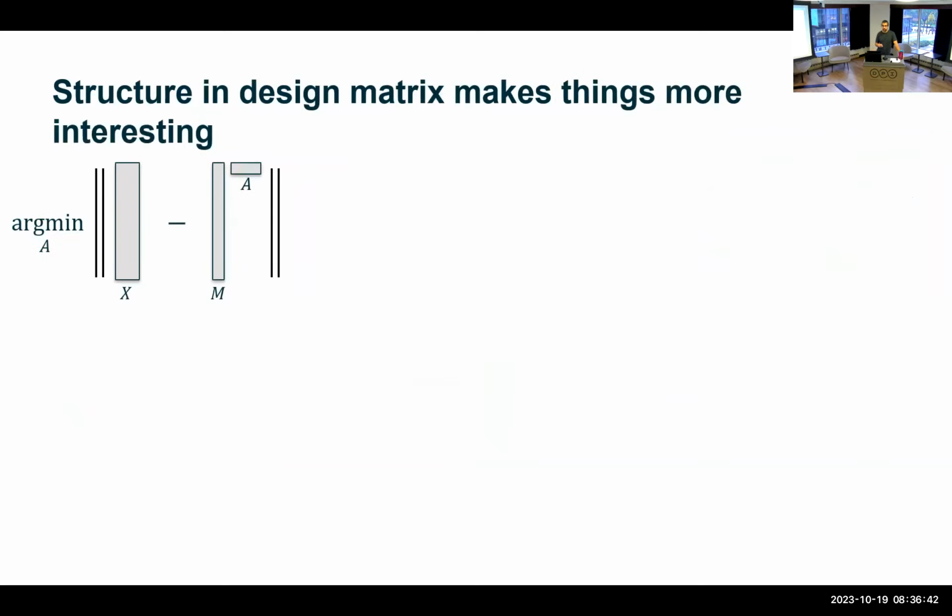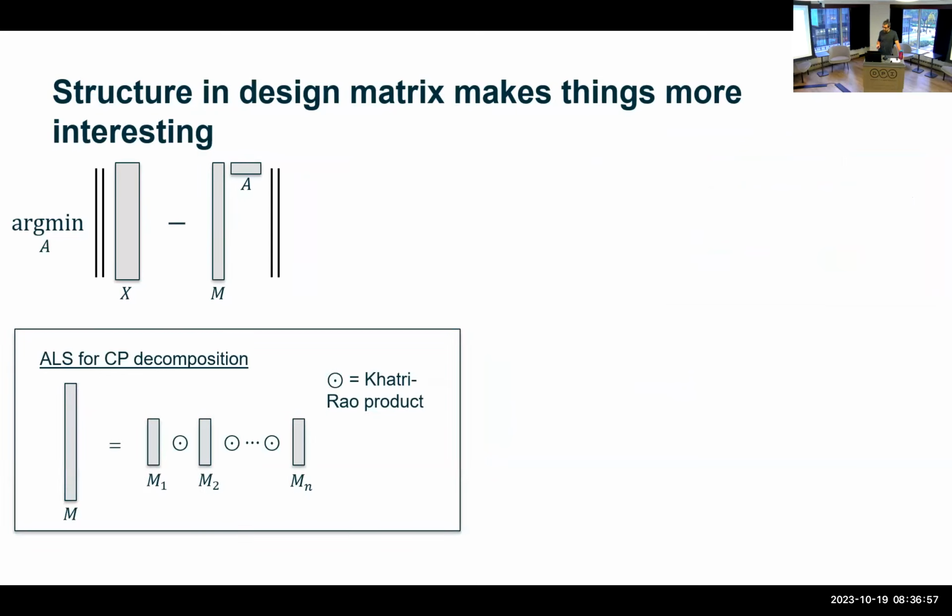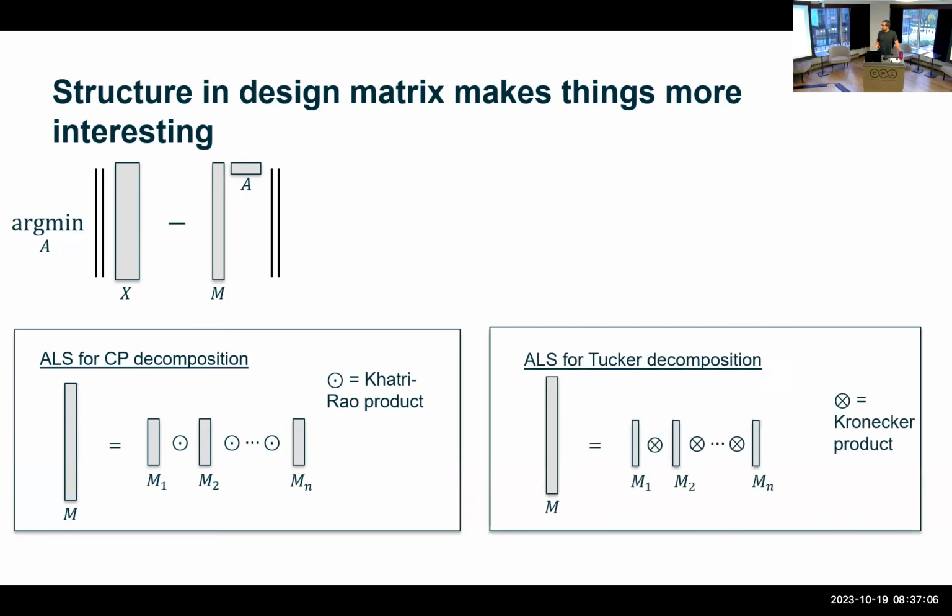Okay, so now let's go back to tensors again. So here we have our least square problem. And in the case of tensors, it's not just any least square problem, but a least square problem where there is some kind of structure. So in the case of CP decomposition, this M matrix here looks like this. So it's a product of smaller matrices. And similarly for the Tucker decomposition, it's also a product of smaller matrices, only the kind of product here differs. And the definition of the product is not important, but the idea is that there is structure.